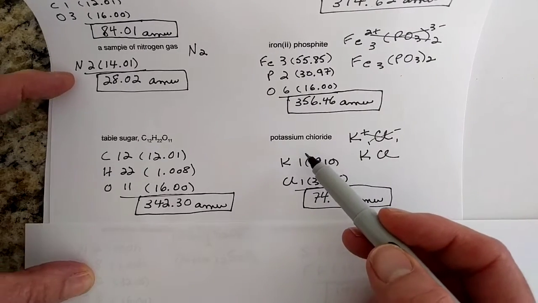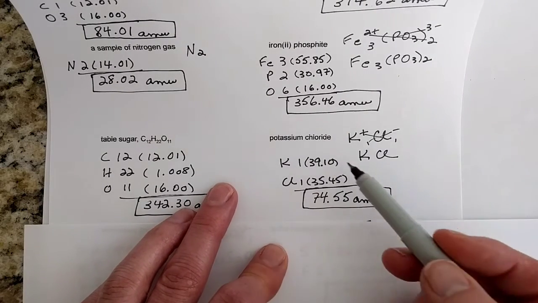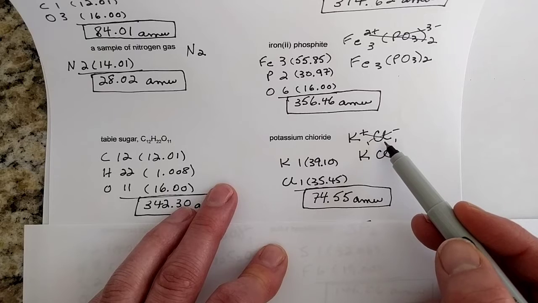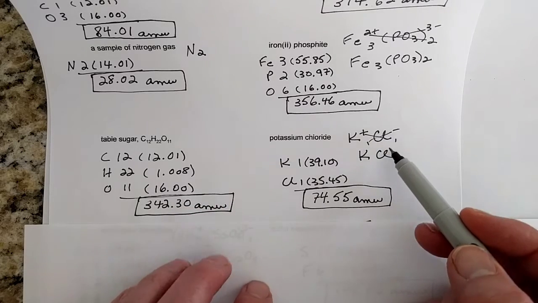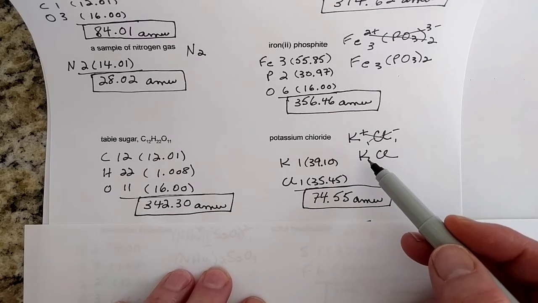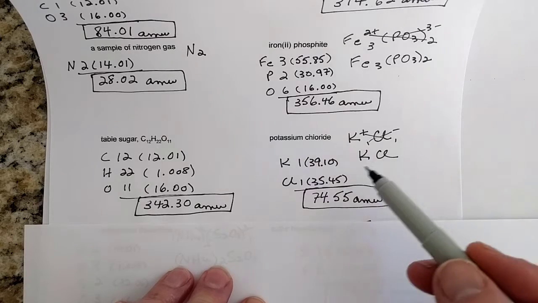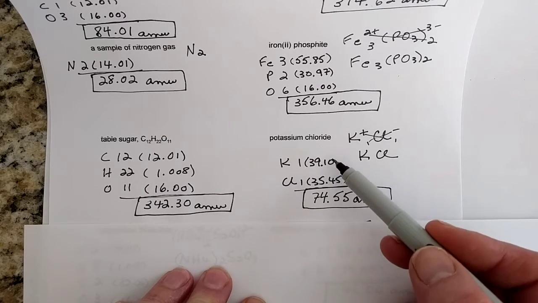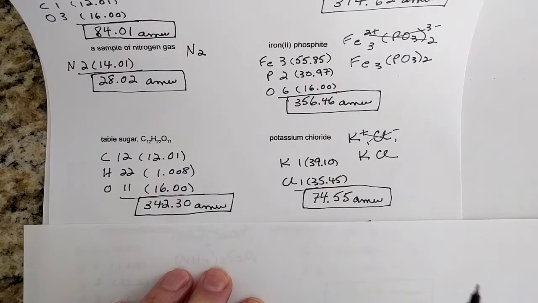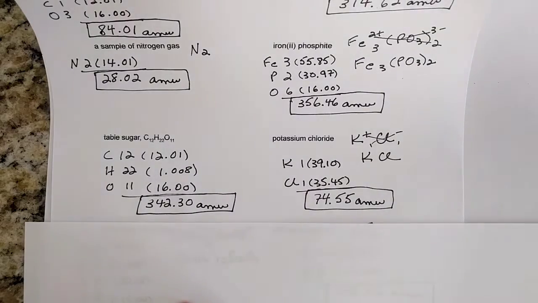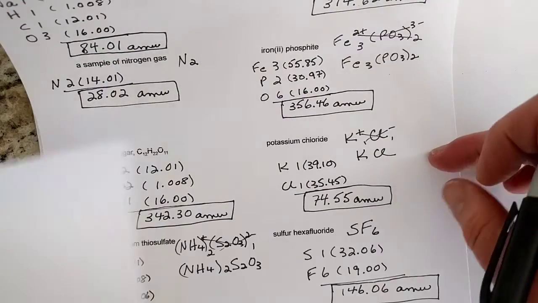Potassium chloride, ionic compound, begins with a metal, K+. Chlorine is an ion, Cl-. Cross our charges, our formula is KCl. Get our values from the periodic table, add them up. Our answer is 74.55 atomic mass units.